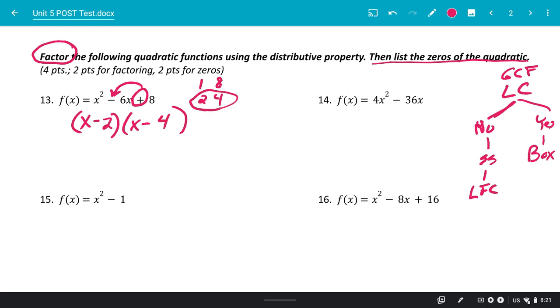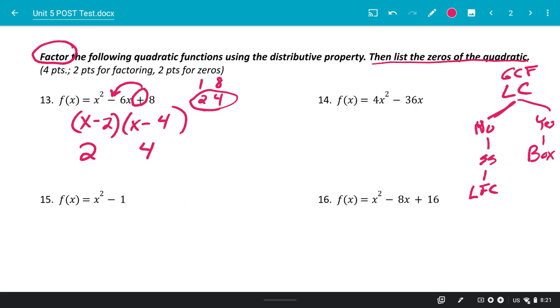But it says then list the zeros. What can I put in for this X to make this parenthesis equal 0? Remember, it's the opposite of what's here, so it would have been a +2. What can I put into this parenthesis to make it 0? A +4. A lot of us seem to forget that, and there were a lot of people who actually completed the square, so you didn't even follow the directions.